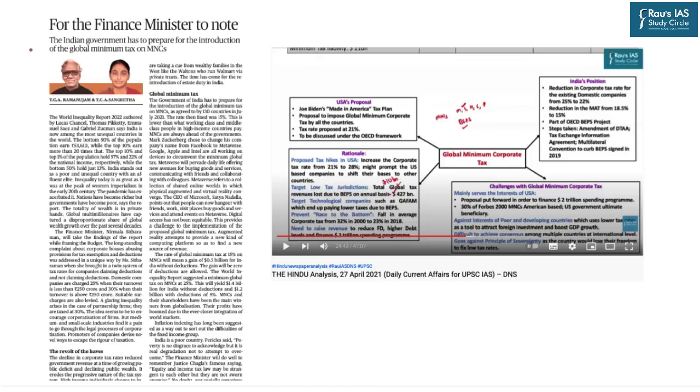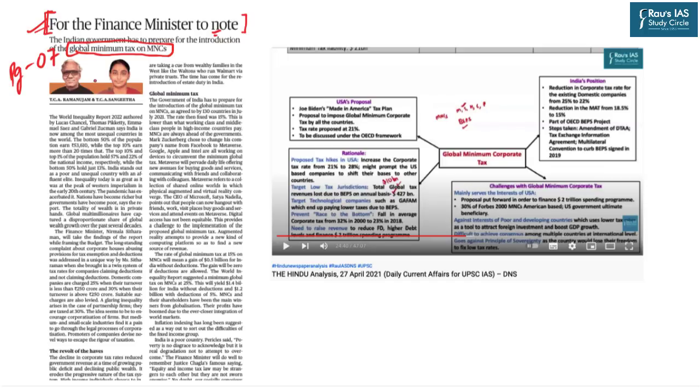Now we'll come to the reference article. This article, which reads as an advice for the finance minister in the context of the global minimum tax on MNCs, has appeared in today's newspaper at page number 7, which talks about the rationale behind the global minimum tax and what can India do.